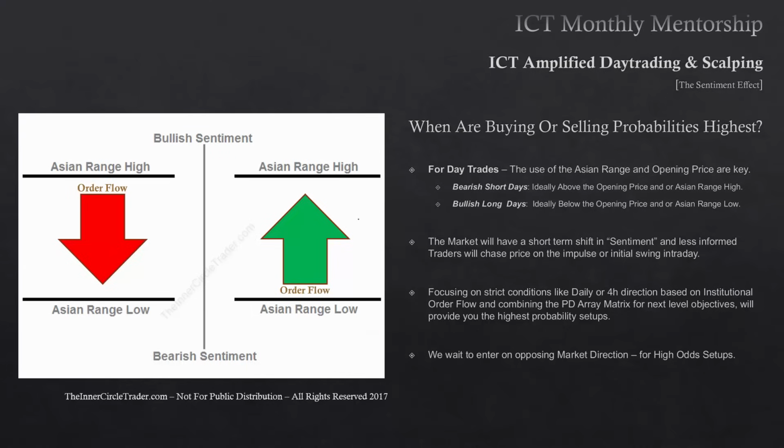Conversely, when institutional order flow is bearish on the daily and or 4-hour chart, the market typically will go above the Asian range high, and that will many times suck in street money, and they will be buying above that on a breakout. When institutional order flow is bullish on the daily and or 4-hour chart, the moves that go below the Asian range many times trip street money into selling short. That puts them in on the wrong side.